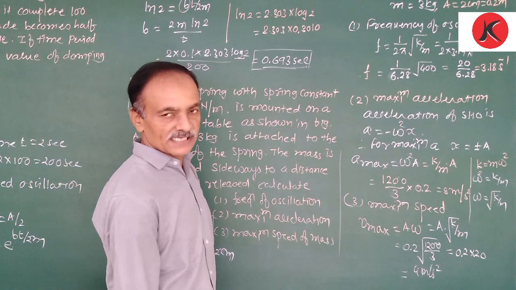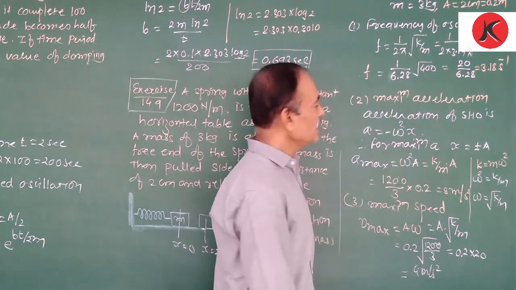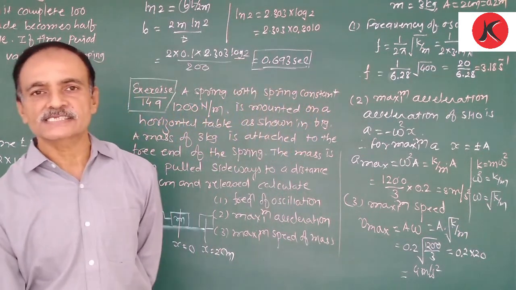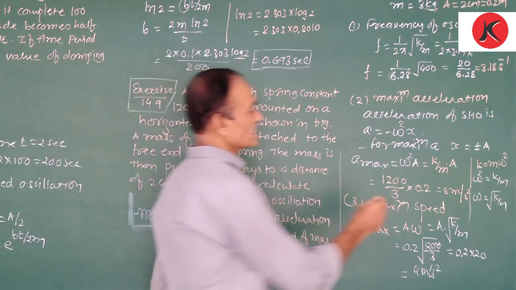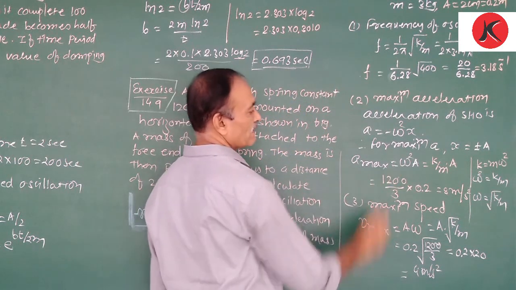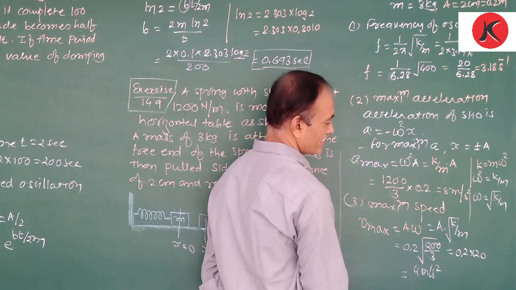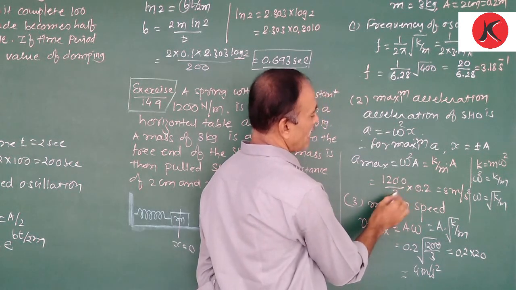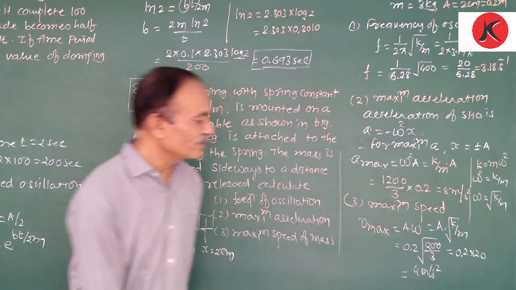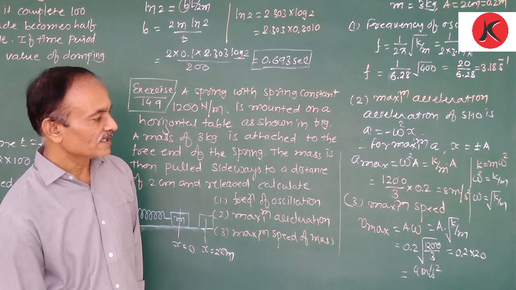Now the maximum acceleration. First, the acceleration of a simple harmonic oscillator is a is equal to minus omega square x, and at the extreme point its acceleration is maximum. Therefore, for maximum a, x is equal to plus or minus A. Therefore, a maximum is equal to omega square A. Omega square is K by m into A. K is 1200 by 3, 400 into 0.2. So we obtain 8 meter per second square.